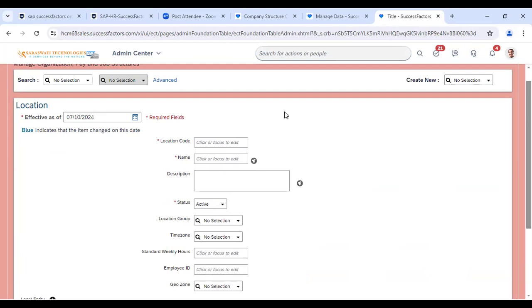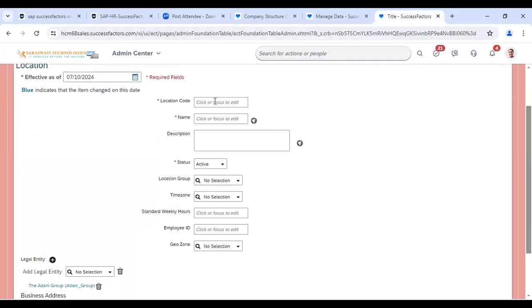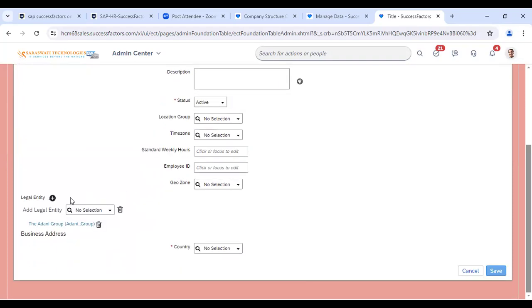For example, I'll take the example of Infosys. If they are working in the Delhi NCR location, they also have the Bangalore location, Pune location, and Hyderabad location. So they will all make the location here with the legal entity Infosys BPM.